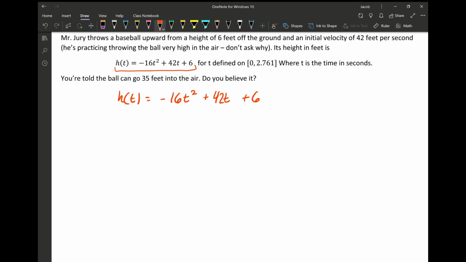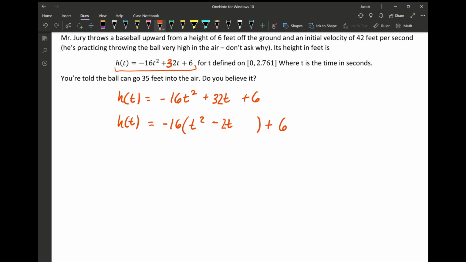Actually, this was supposed to be 32. I'm so sorry. 32. And we are going to complete the square with this. So we're going to factor out our negative 16. See why it had to be 32 now. Minus 2t. And then leave my plus 6 outside of these parentheses.